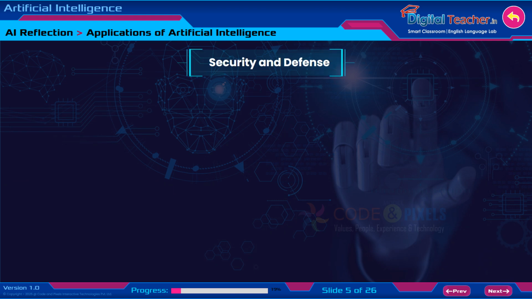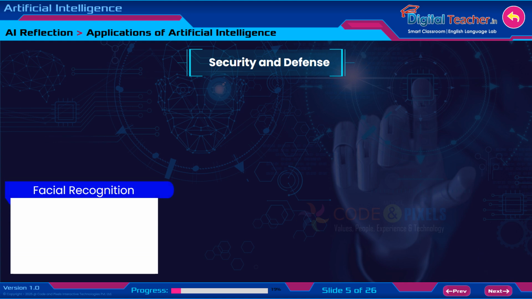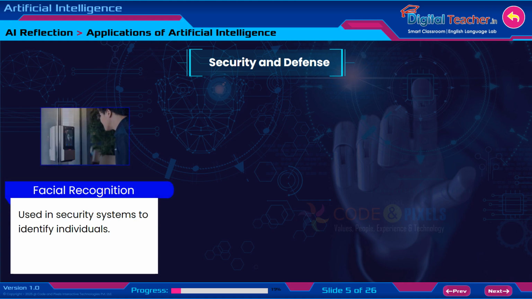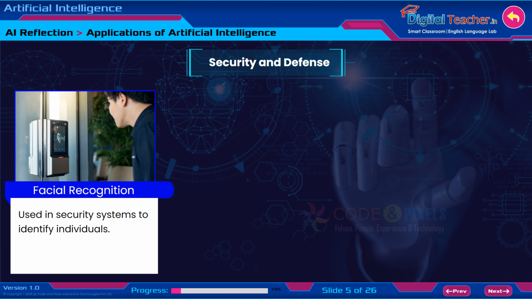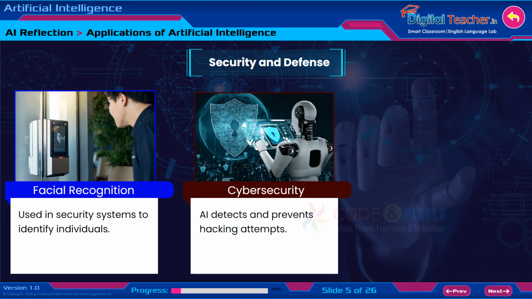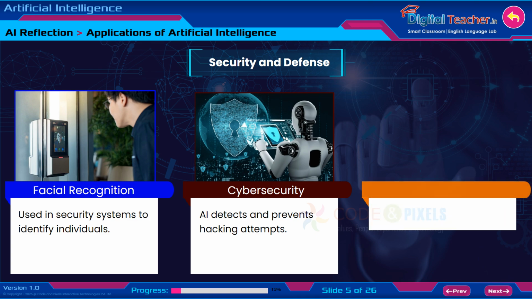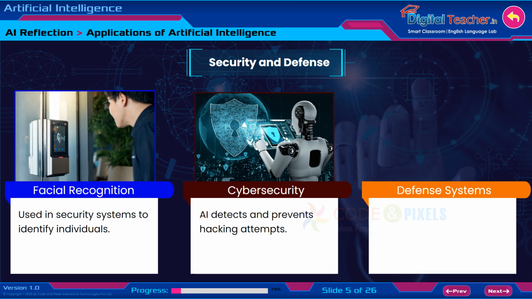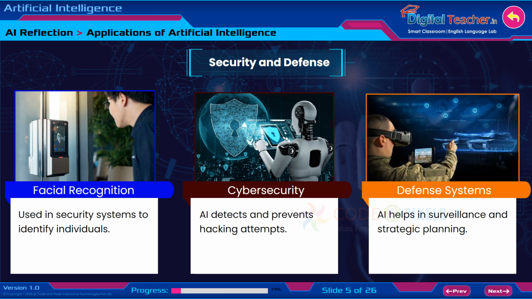Security and defense. Facial recognition. Used in security systems to identify individuals. Cybersecurity. Artificial intelligence detects and prevents hacking attempts. Defense systems. Artificial intelligence helps in surveillance and strategic planning.